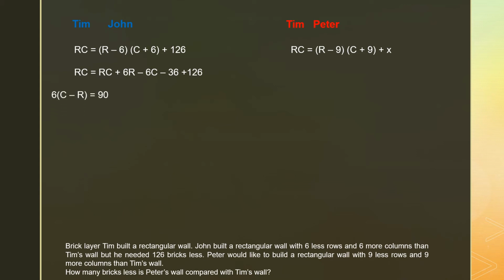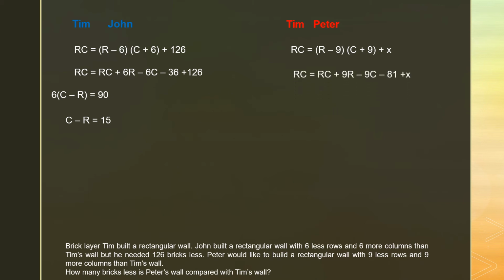Then we can cancel RC from both sides. So we plus 6C on both sides, and we minus 6R from both sides. Then the left-hand side would be 6 lots of bracket C minus R, and the right-hand side would be 126 minus 36, that is 90. We divide by 6 on both sides, so C minus R equals 15. That means the number of columns is more than the number of rows. It is 15 more.